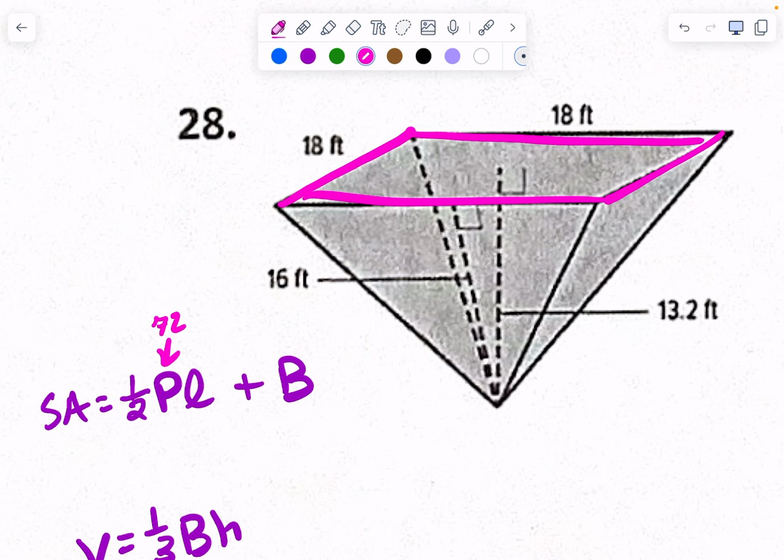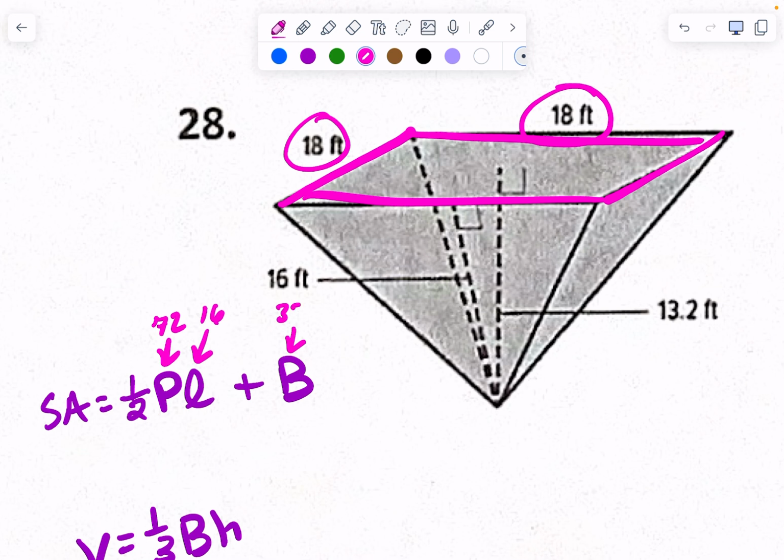Yeah. Capital B is going to be the area of the base. Okay? L, what's L? What's the slant height here? It's going to be 16. Okay, what does capital B mean? The area of the base. The base is a square. How do I find the area of a square? The side squared. 18 squared, which is something.